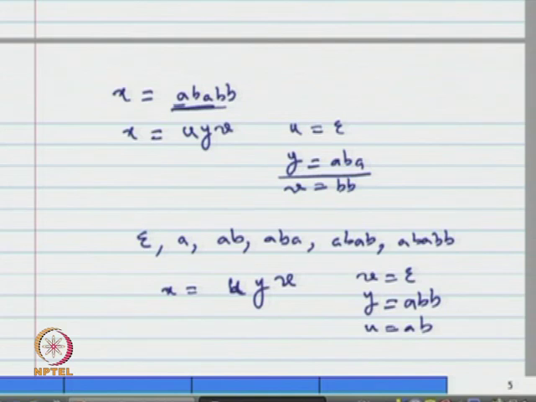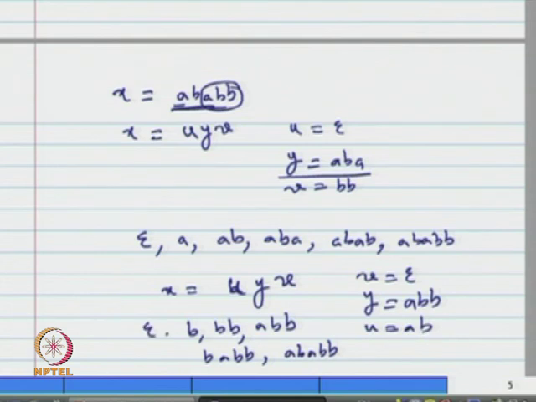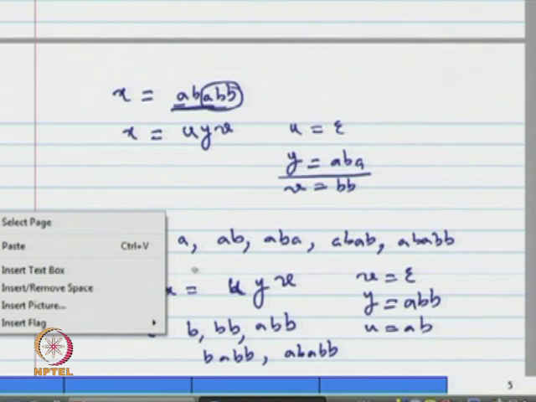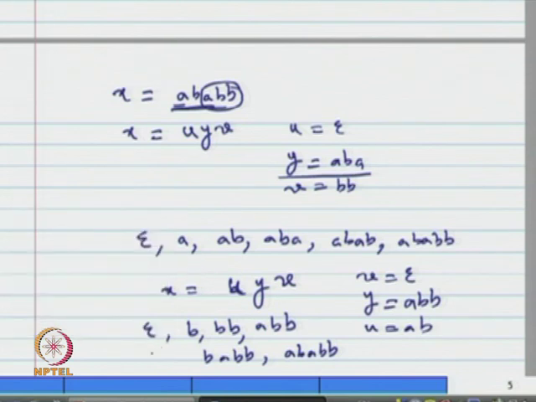In such a case, we say that Y, that means this ABB, is a suffix of X. Similarly, you can find out all the suffixes. For example, say B will be a suffix of X, BB is a suffix of X, ABB is a suffix of X. Similarly, BABB is a suffix of X, and finally, the whole string ABABB is a suffix of X. And we say that epsilon is a suffix of every string X.